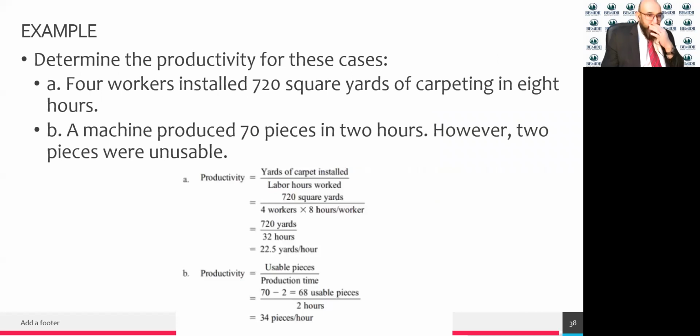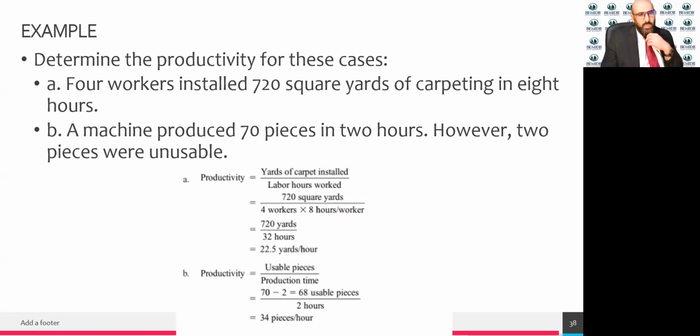Here's an example to clarify what would be the productivity. If we take a look at 4 workers who installed 720 square yards of carpeting in 8 hours, the productivity would be 720 divided by, that's the output, right? The input was 4 workers. Each worker did 8 hours, so 720 divided by 32, the productivity would be 22.5, or these workers can finish 22.5 yards every hour.